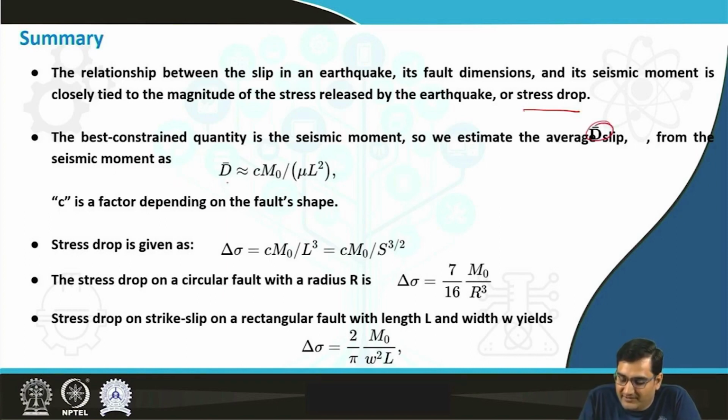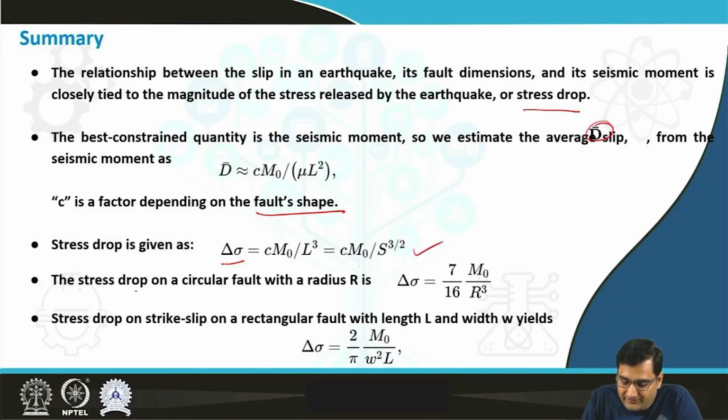The best constrained quantity is the seismic moment, so we estimate the average slip, that is d̄, from the seismic moment as d̄ = C M0 / (μ L²), where C is a factor depending upon the fault shape. Stress drop is given by Δσ = C M0 / L³ = C M0 / S^(3/2). I have already explained that in the previous lecture.